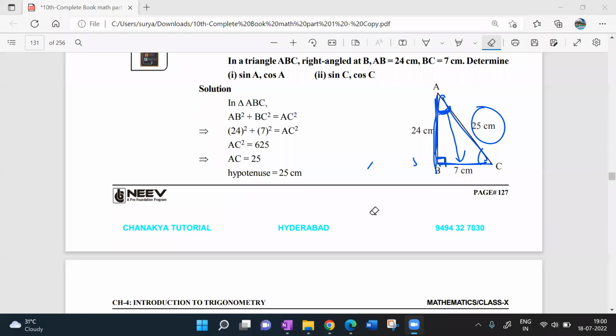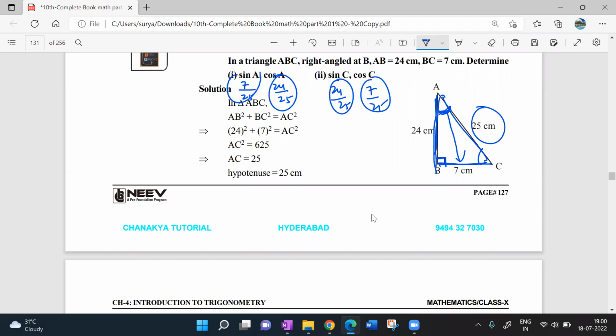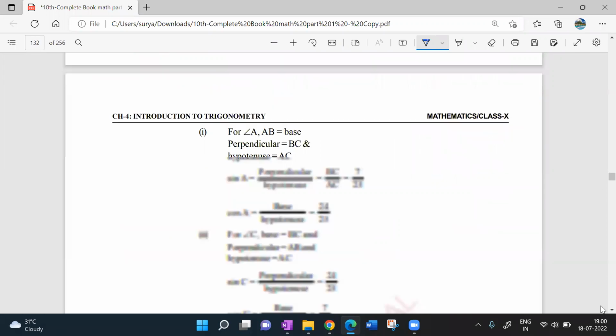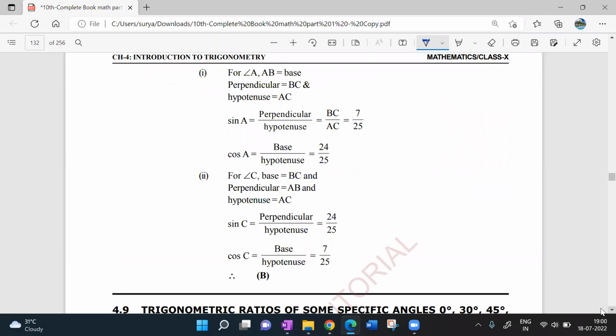Any doubts here? Tell me. Sin A is what now? Opposite by hypotenuse. Sin A is nothing but the opposite side to A, which is 7, over 25. Cos A is 24 by 25. Sin C is what? Opposite is 24, hypotenuse 25. Cos C is what? 7 by 25. So these are the answers. Any doubts, children? Very simple.